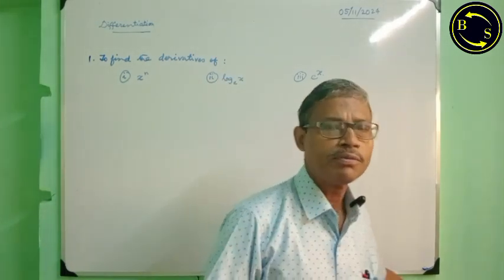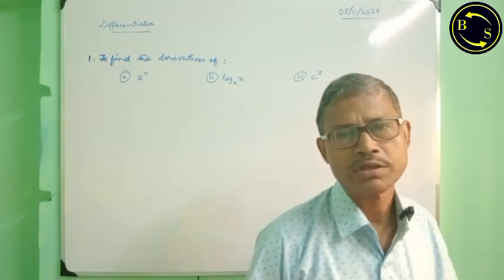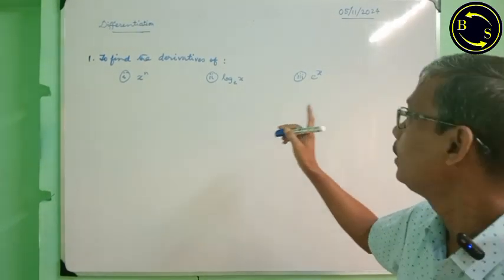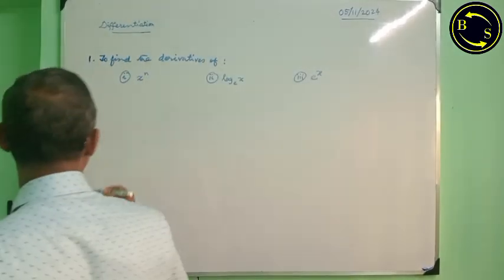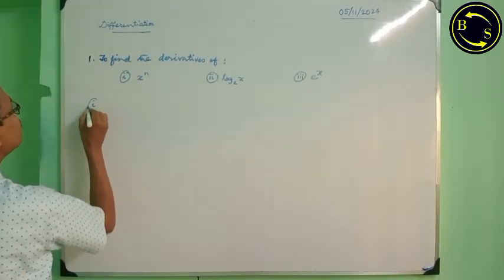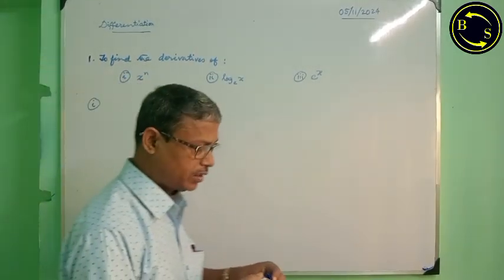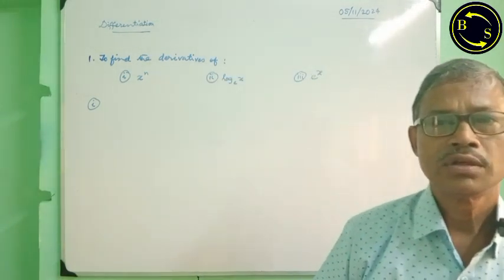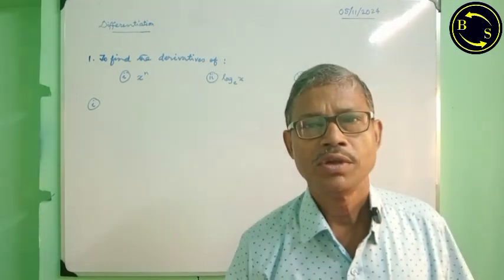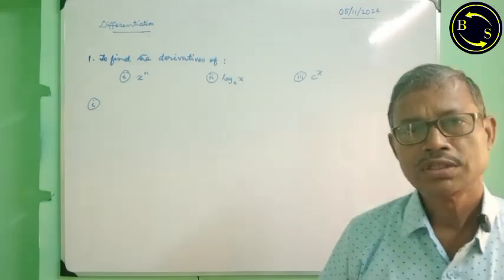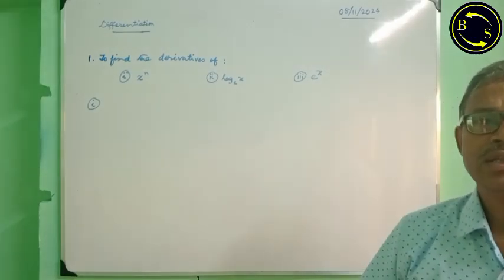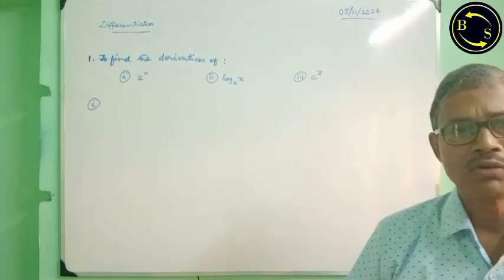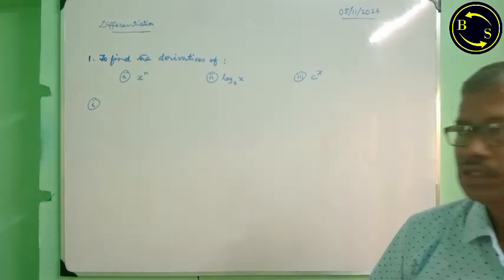First of all, derivatives of these algebraic functions. First x to the power n, then log x to the base c, then e to the power x. My suggestion to students who are now reading class 11: when you follow these classes, better you take your copy and pen and start working out as I am progressing.